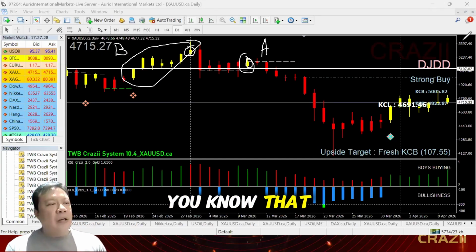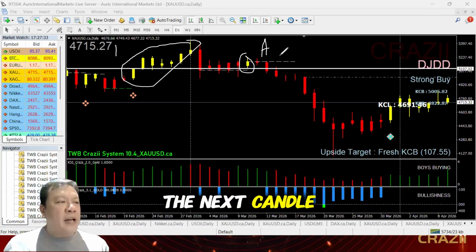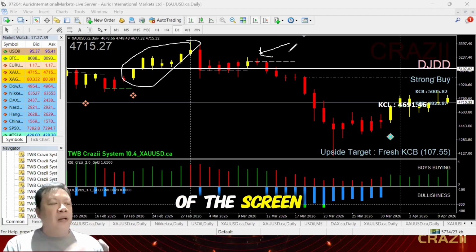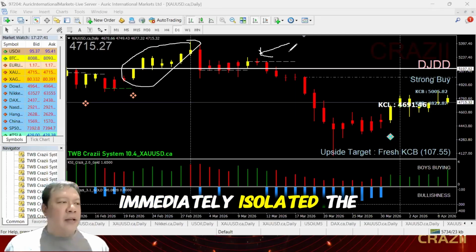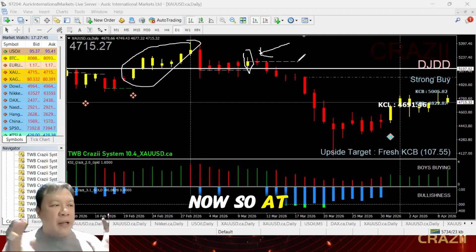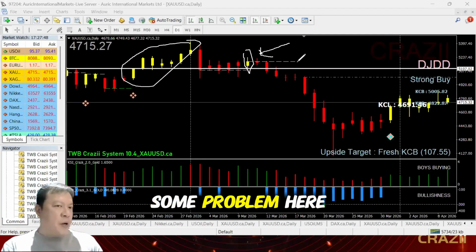Now, how do you know that this is the A? Because subsequently, you notice that the next candle here is a red candle. Because a red candle that appears on this side of the screen immediately isolated the yellow cluster. Can you understand now? So at this junction, I really knew that there was some problem here.